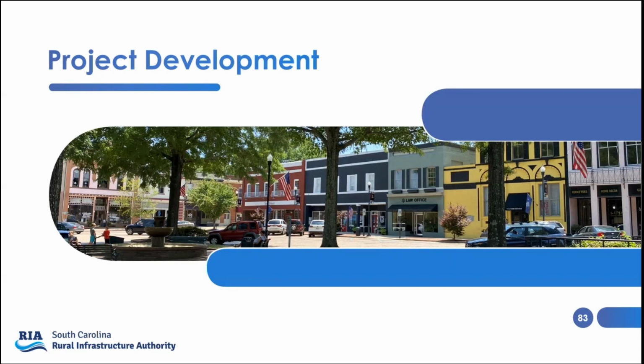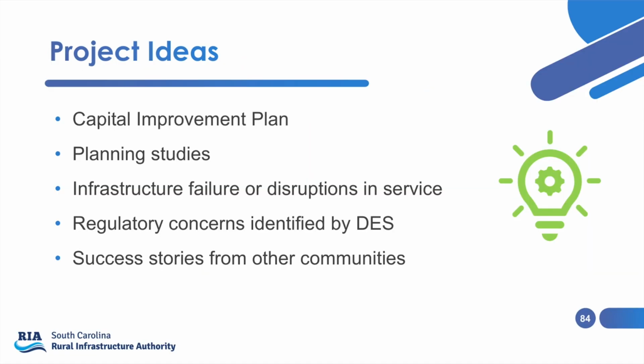So we've talked about the different program requirements, how to apply, and the selection process. Now let's talk about project development and what you should be doing now, even before starting the application. As a state agency, we pride ourselves on working closely with local utilities, consulting engineers, and the Council of Governments, having regular communications about communities' water, sewer, and stormwater infrastructure needs. But at the end of the day, all project ideas start at the local level. And those project ideas come from various sources.